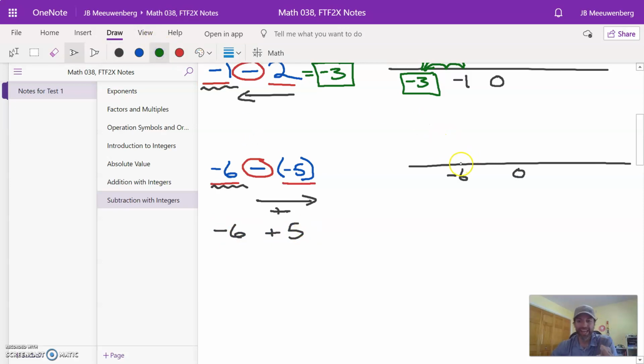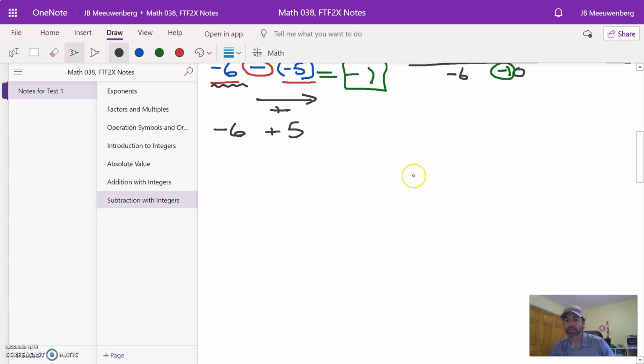So if I'm at negative 6 and I go 5 to the right, I don't get to 0. All my work is over here in negative land. So we're going 5 in this direction. So we go from negative 6 to negative 5, 4, 3, 2, negative 1. So negative 6 minus negative 5 is negative 1. Please keep trying to visualize and seeing how we move along that number line when we go 5 in the positive direction.